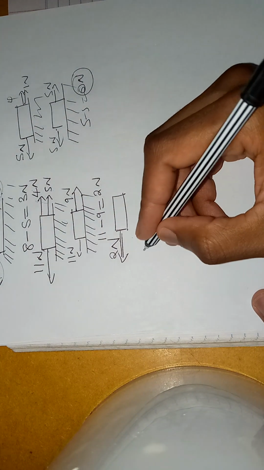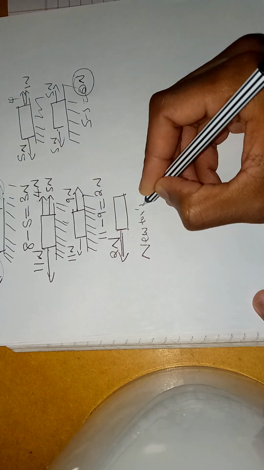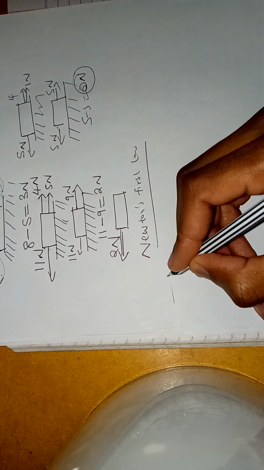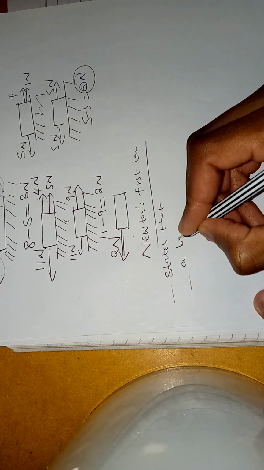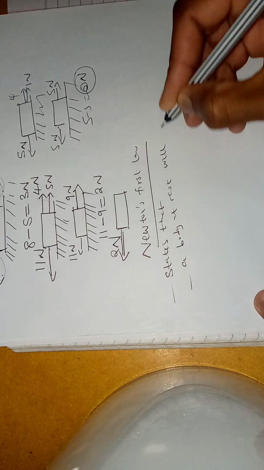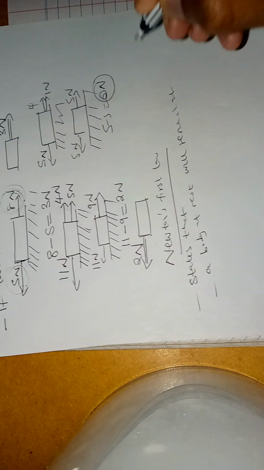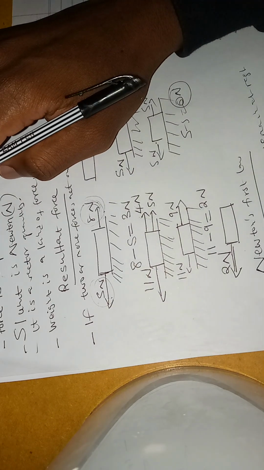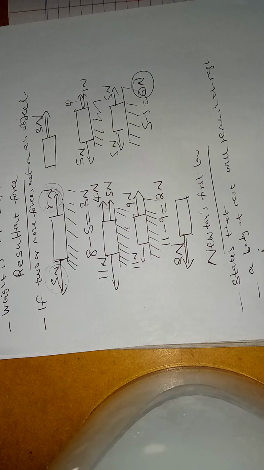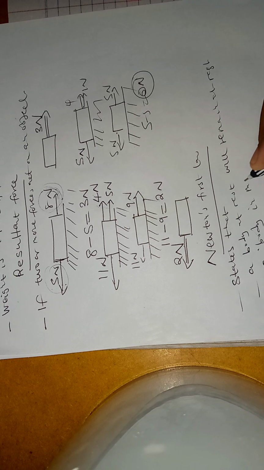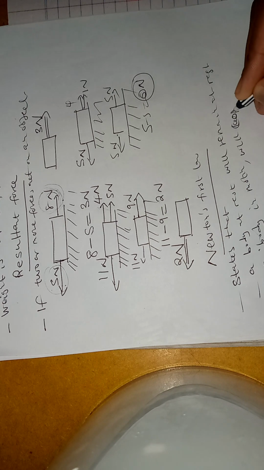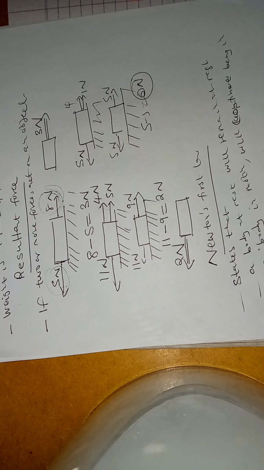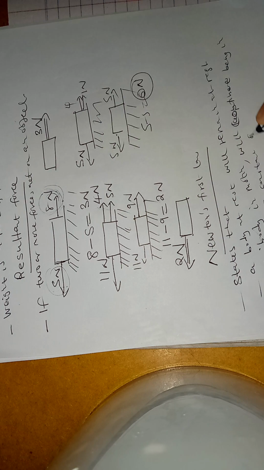So we'll say Newton's laws. Newton's first law states that a body at rest will remain at rest, and a body in motion will continue being in motion at a constant speed.